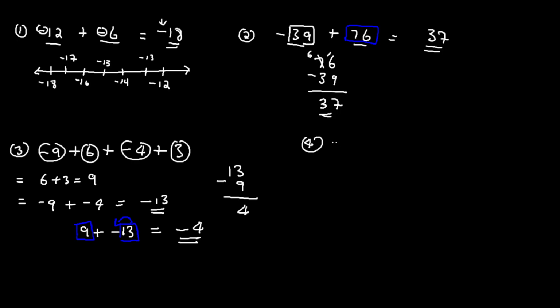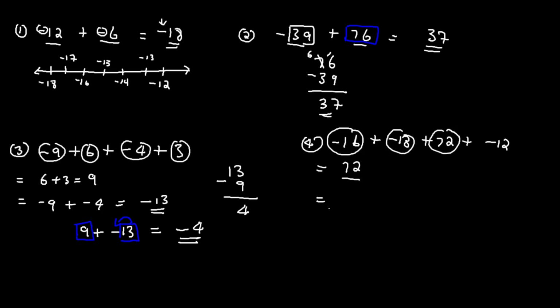Try by yourself. Let's try negative 16 plus negative 18 plus 72 plus negative 12. So let's group all positive numbers together first. So we have a positive here. We don't have any more positive numbers, so this stays like this. Now let's group negative 16 and negative 18. Let's add them. Negative 16 plus negative 18, same sign. We keep the sign and we add.